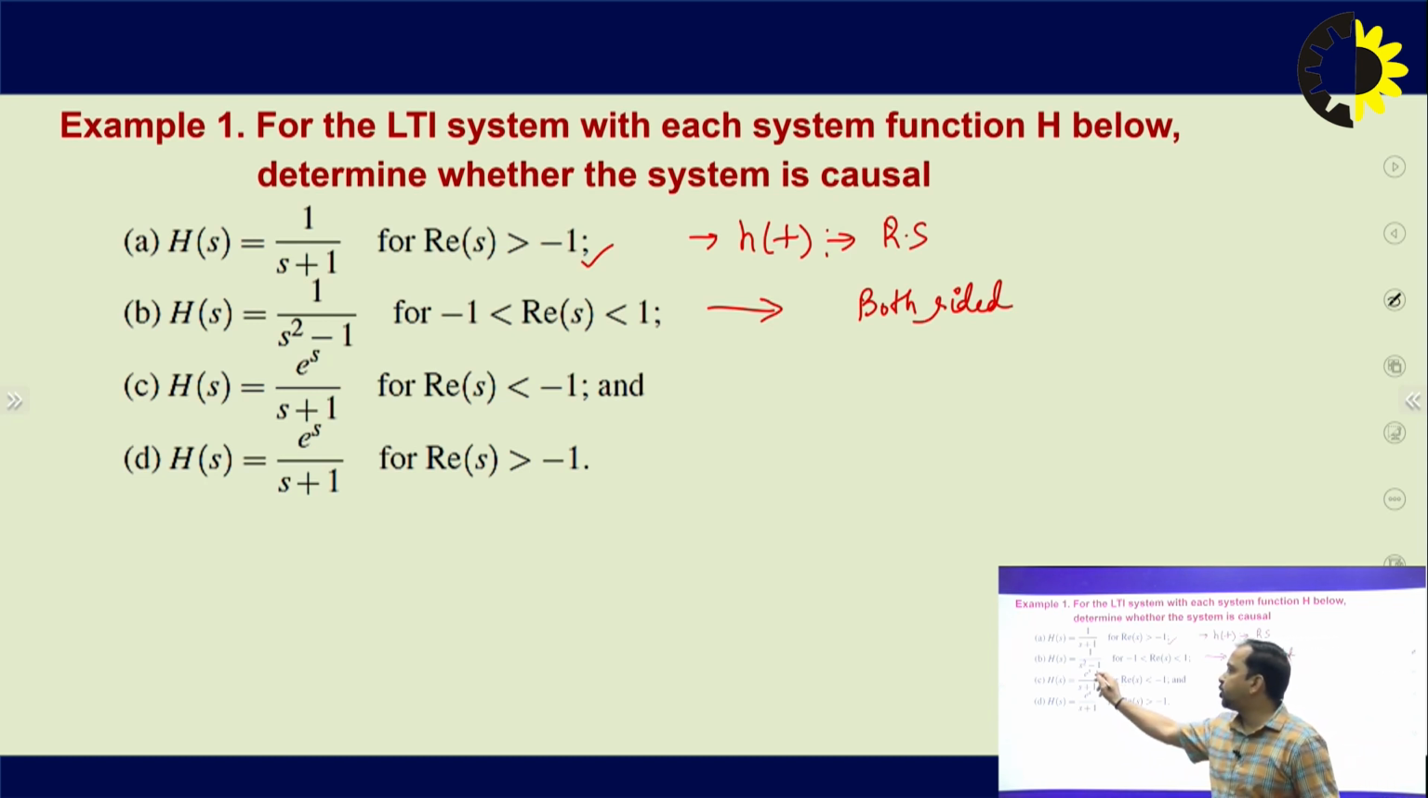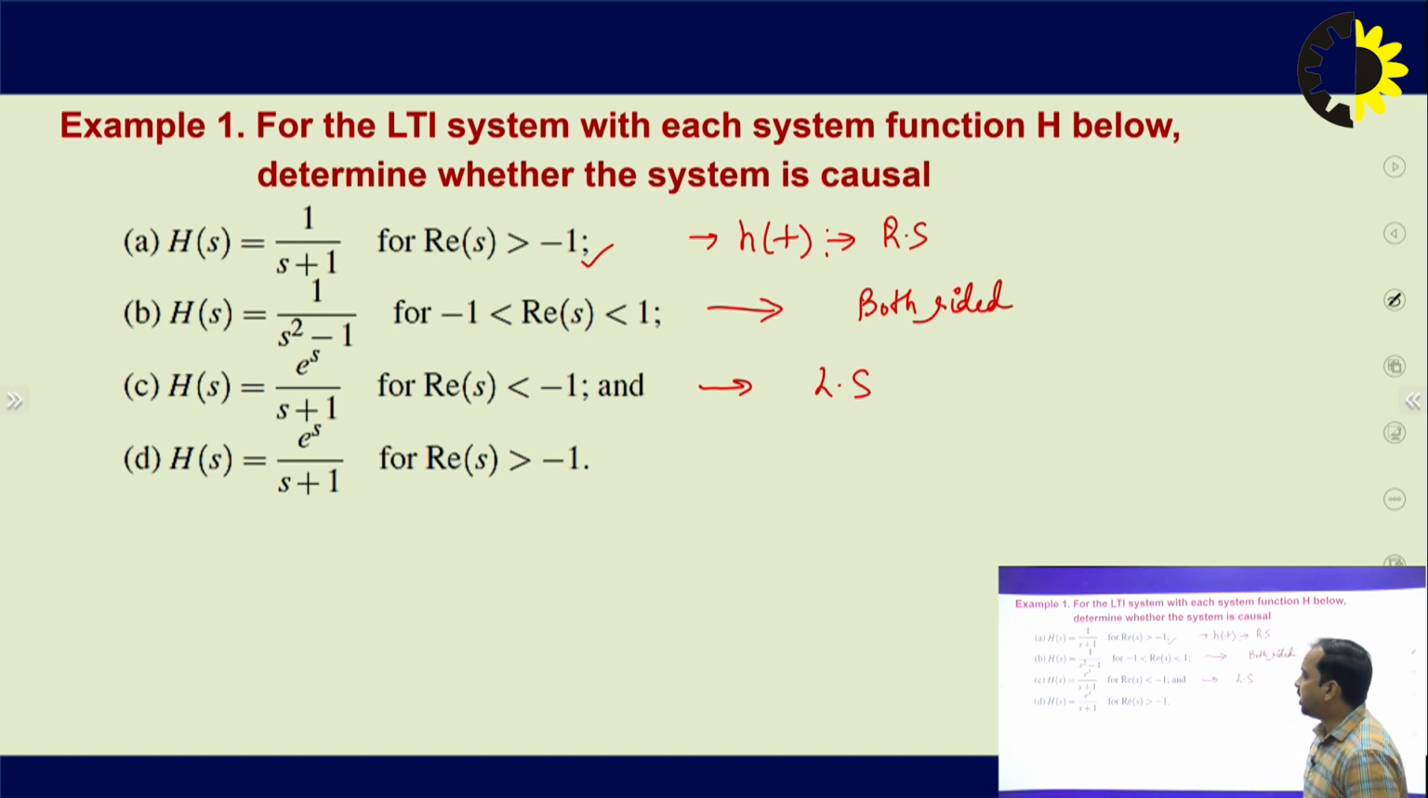Next, e raised to power s divided by s plus 1. We have real part of s less than minus 1, which definitely signifies that the system is a left sided system. After that, we have H(s) equal to e raised to power s divided by s plus 1. Again, the ROC is real part of s greater than minus 1, so definitely it is a right sided system.